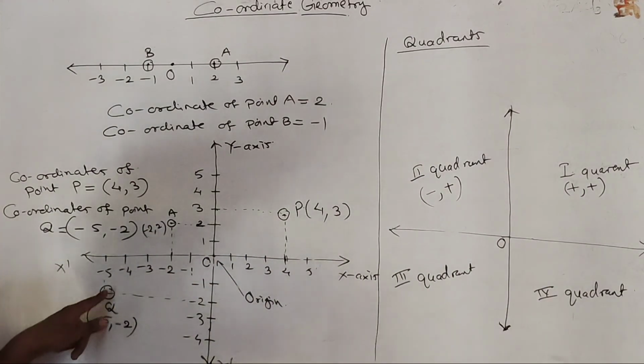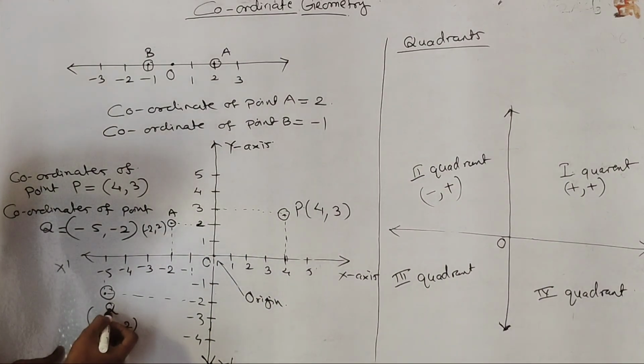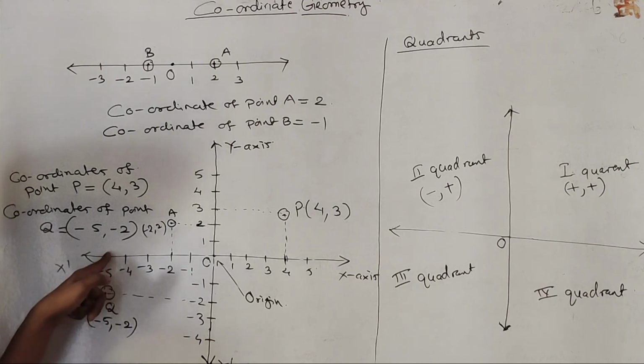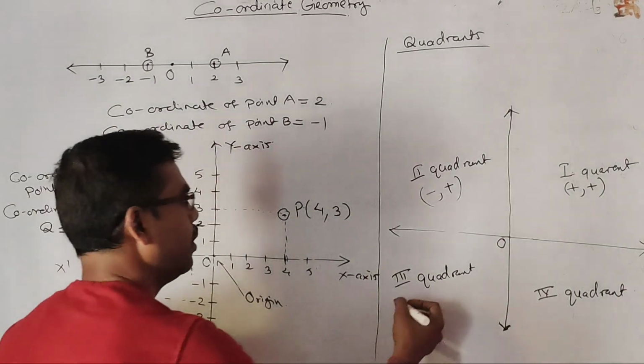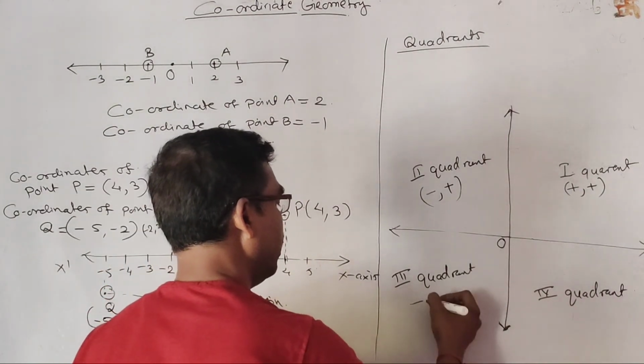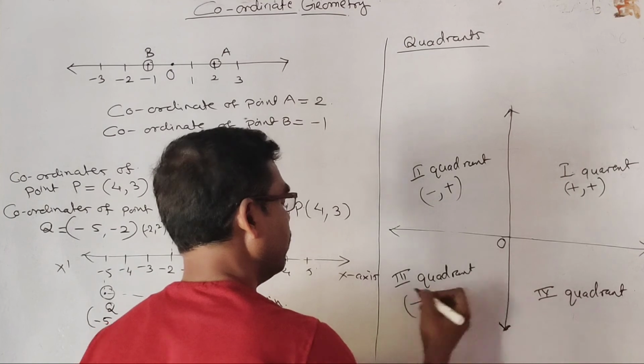Here, see here, the coordinates of point Q, x coordinate minus 5 and y coordinate minus 2, that means both are negative. That means in third quadrant both are negative.